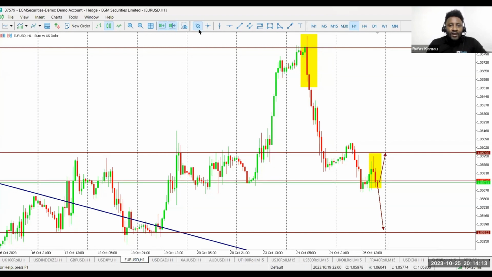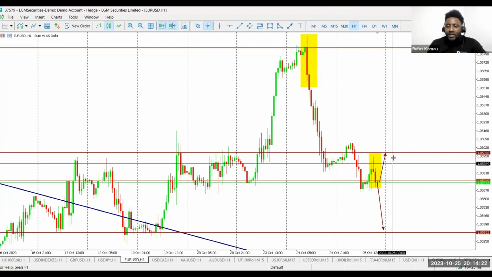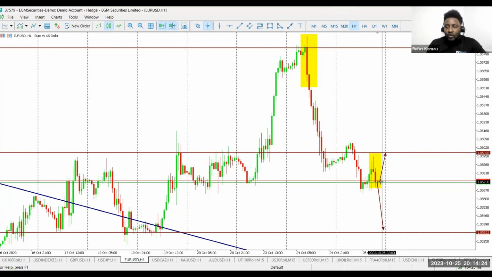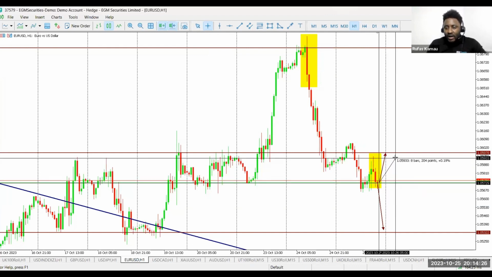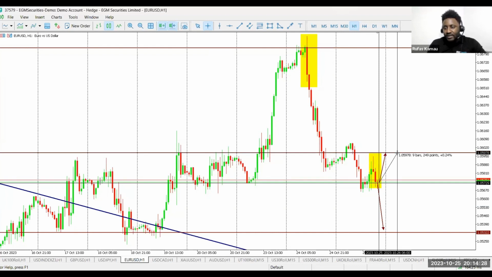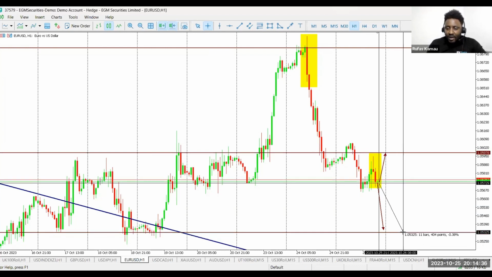So in this case, if you use this crosshair here, this tool is called a crosshair. You can use it to measure the number of points between your entry point, stop loss, and take profit. So you can click, hold, and drag towards the upper side and measure the number of points. So this is 249, roughly 250 points. So if you're wrong, you'll be losing 250 points. And if you're right, you'll be making 404 points.